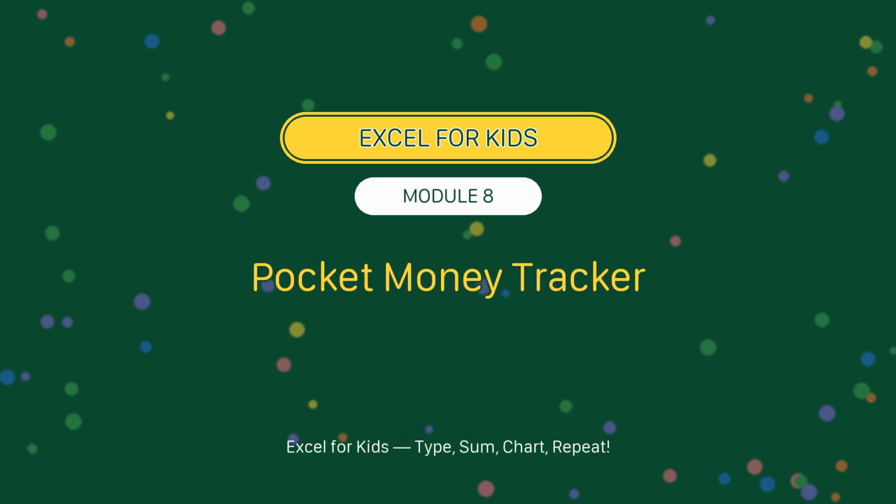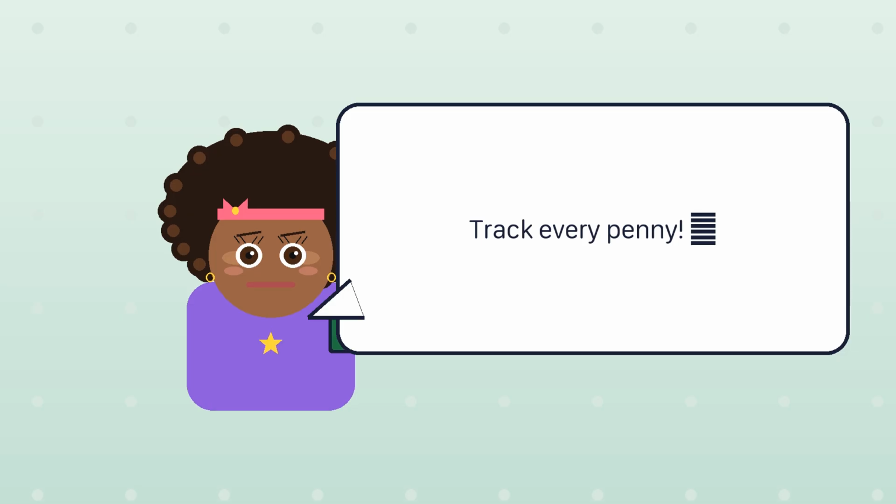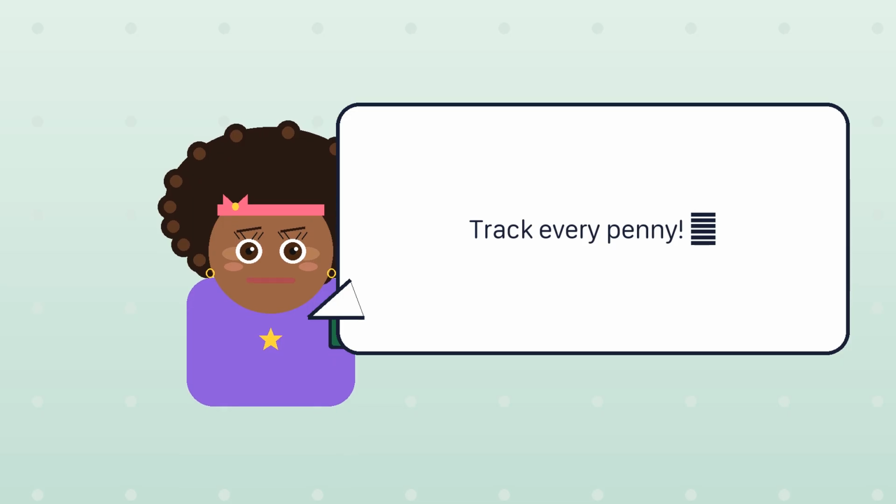Module 8, Pocket Money Tracker. Where does your pocket money go? Let's find out. With a real Excel tracker. Income at the top, spending below, and a savings number that grows. Real grown-up stuff.